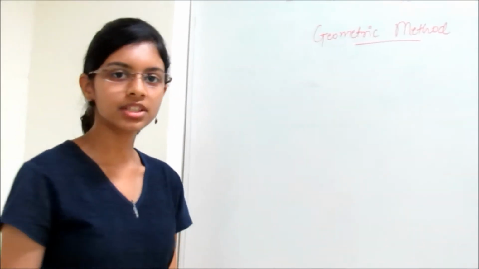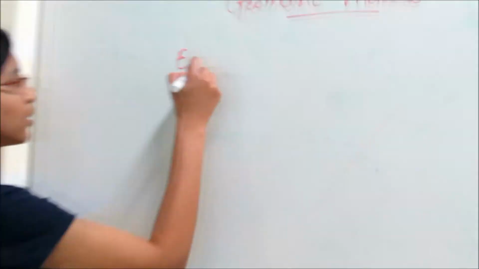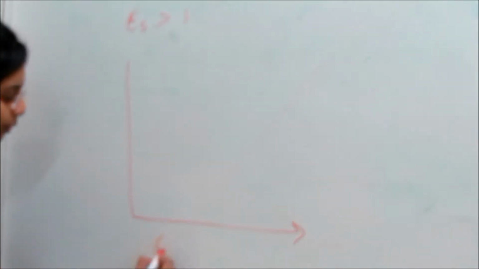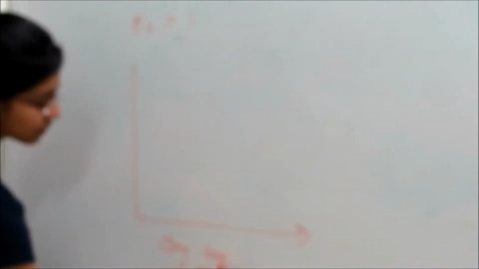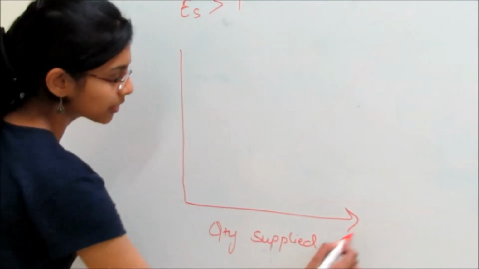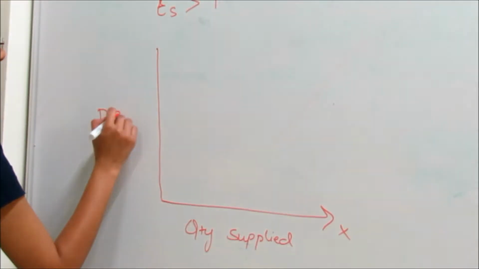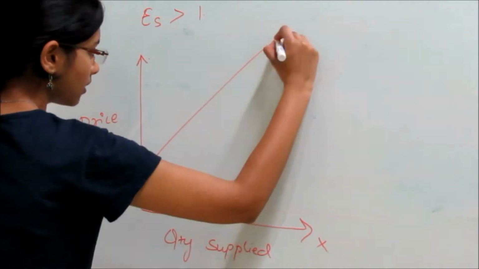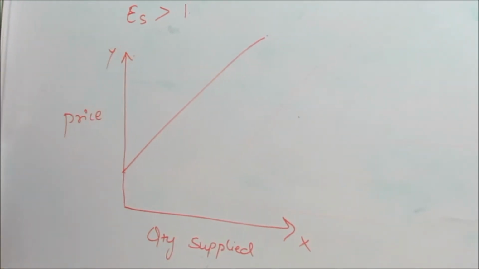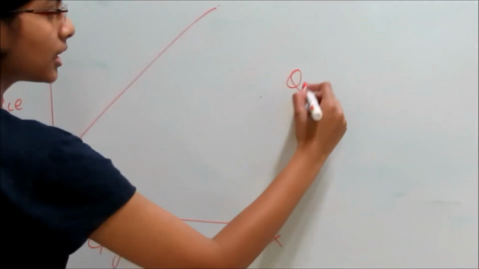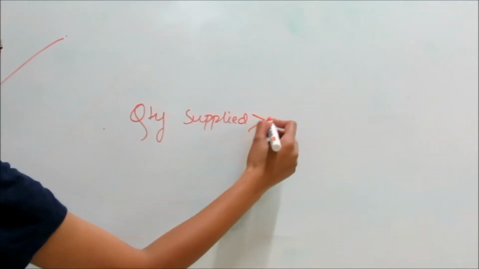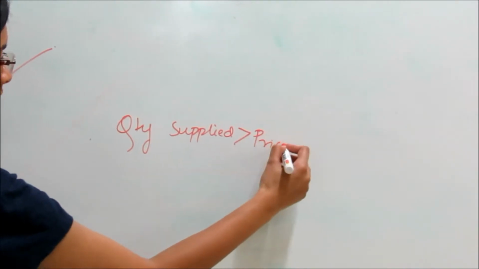So the second situation is when ES is greater than 1. Now in this case, the quantity supplied will be on the x-axis and the price will be on the y-axis, and the graph will start from the y-axis, which means that the quantity supplied is greater than the price.